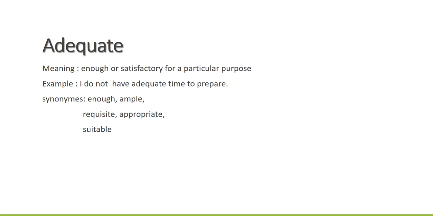And the next word is adequate. The meaning of adequate is enough or satisfactory for a particular purpose. And the example is, I don't have adequate time to prepare.